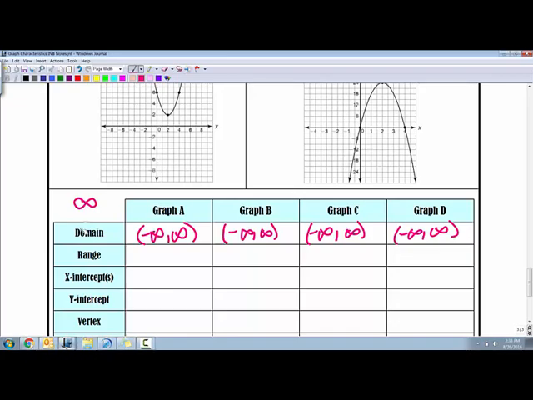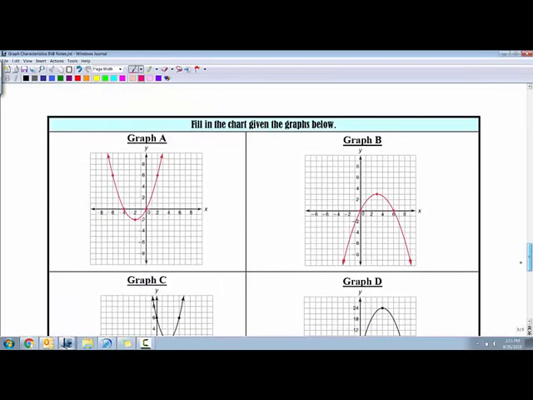Okay. Range is a tricky part. Before we do range, I want to always find the vertex. If you find the vertex of a graph, it's going to help you with the majority of your answers. So what's the vertex of graph A? -2, -2. Okay, that's my vertex.